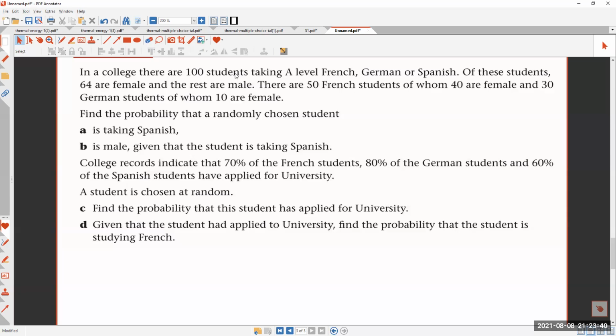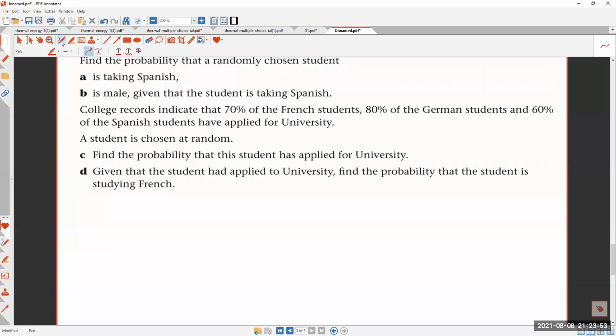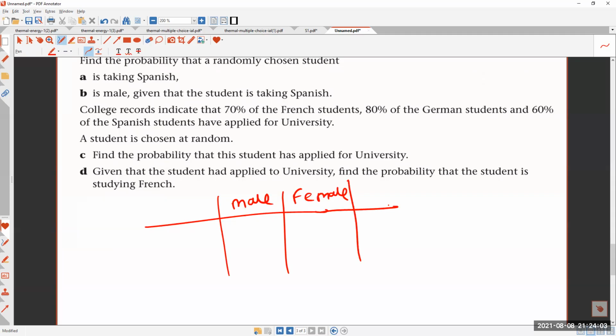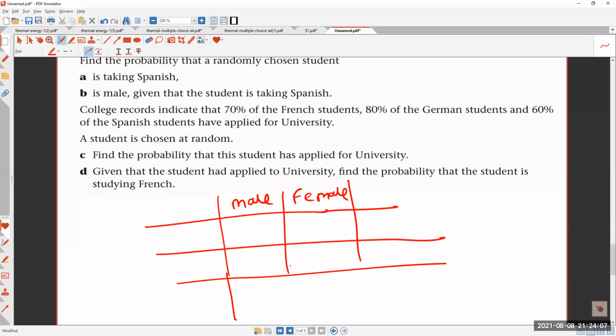Now we have to plot this data before we can start doing the questions. We need to know how to plot the data. Data can be plotted in many ways, so I would suggest like this. I can make a table out of this. You have male and female, and you have German, French and Spanish.